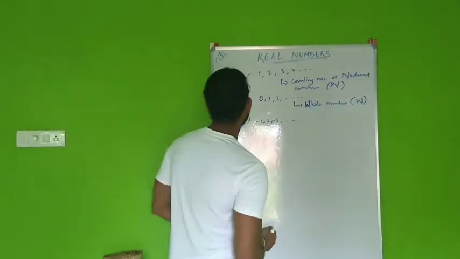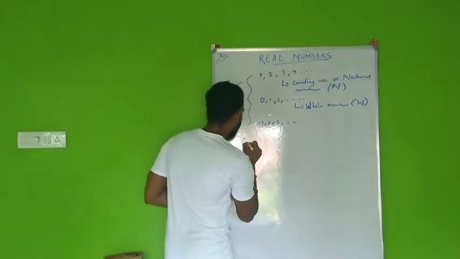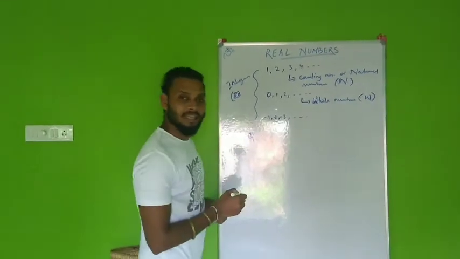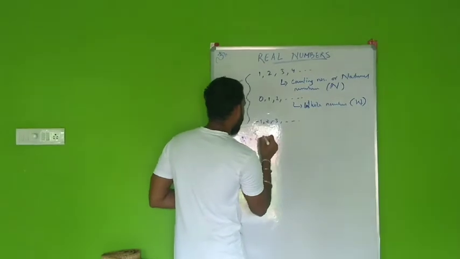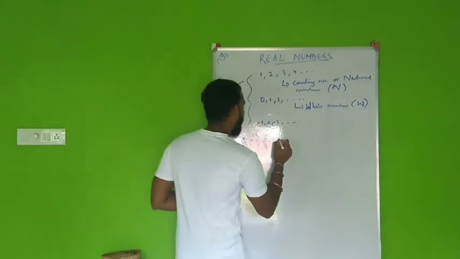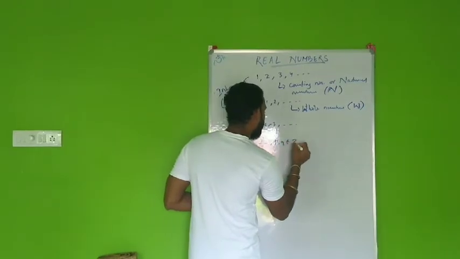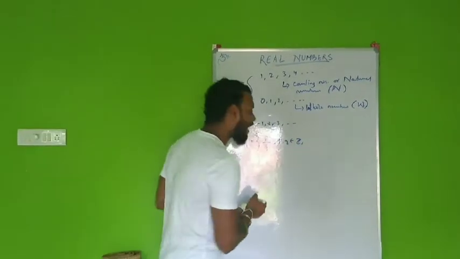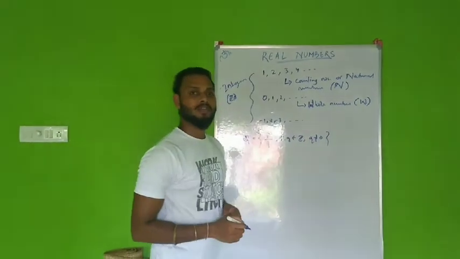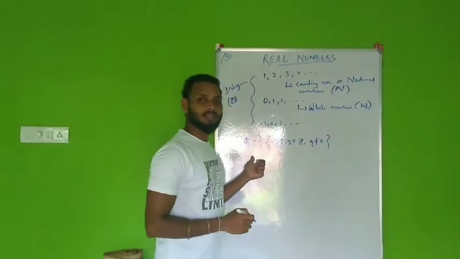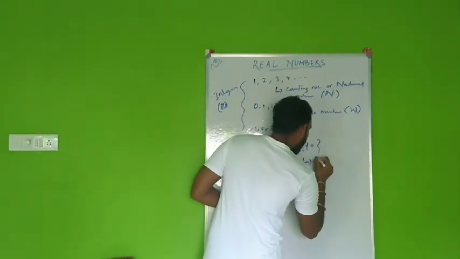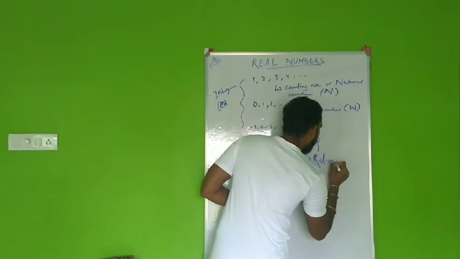Fine. After this, let us take one set, or I am considering a collection, which I am denoting as Q. Let this be equal to the numbers in the form p by q, where p and q belong to this set of integers and q is not equal to 0. Now this set of numbers is called my rational numbers.